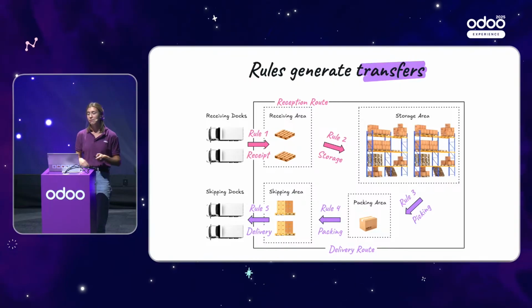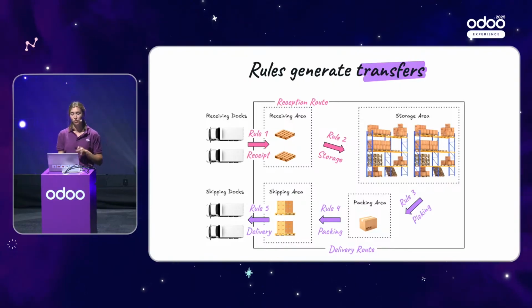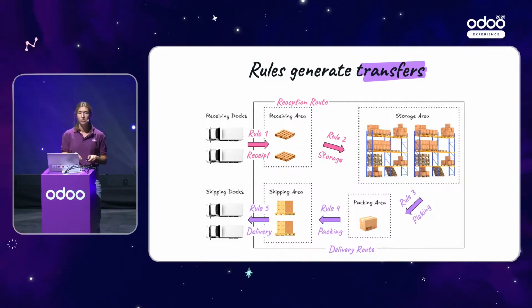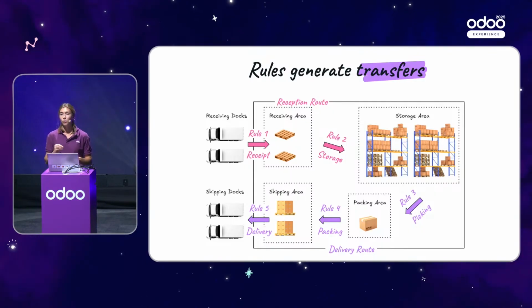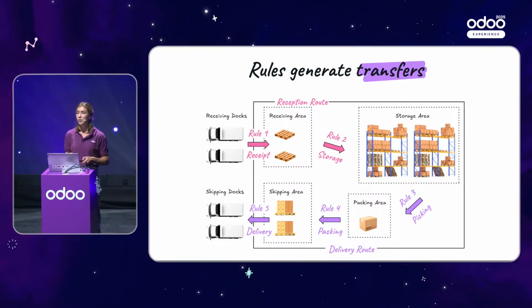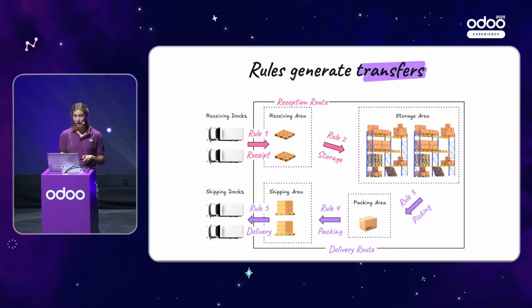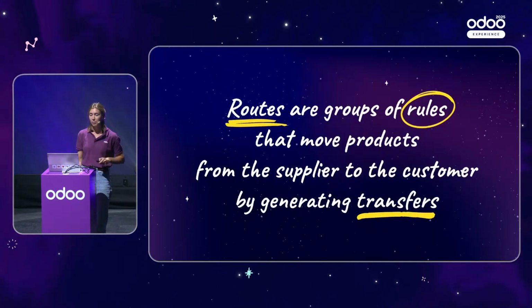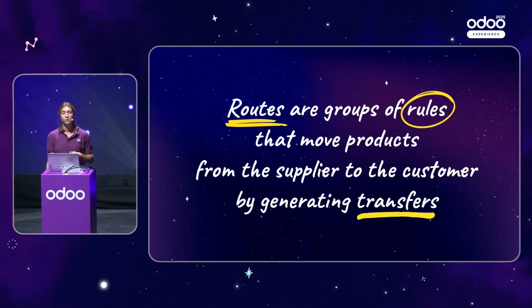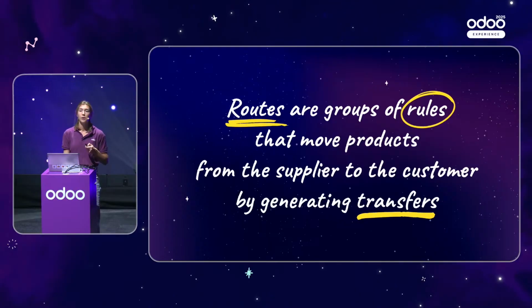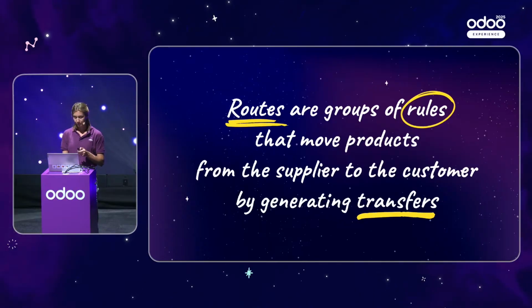Okay. And finally, rules generate transfers. So in the reception route, we have 2 different rules, so 2 different transfers. First, we receive, and then we store. Then, when there is a customer order, the first thing to do is to pick the product, then to pack, and then to deliver. So to recap, routes are groups of rules that move product from the supplier to the customer by generating transfers.